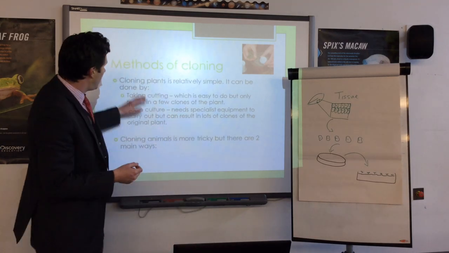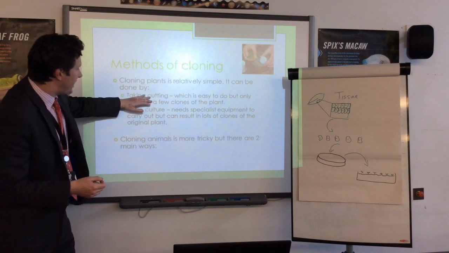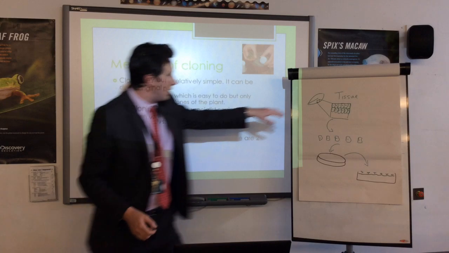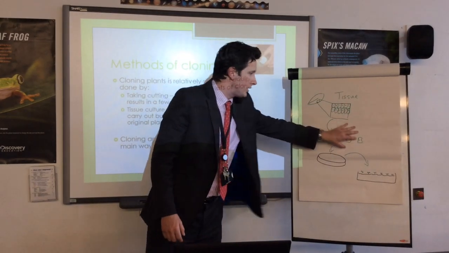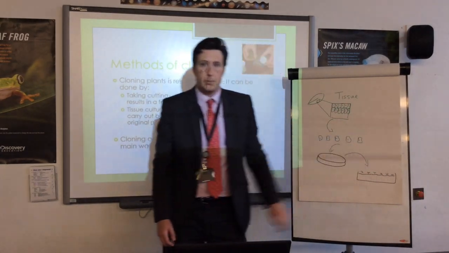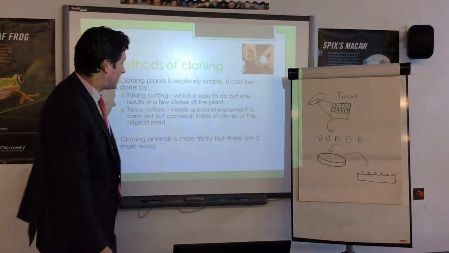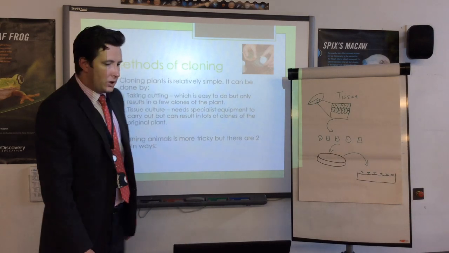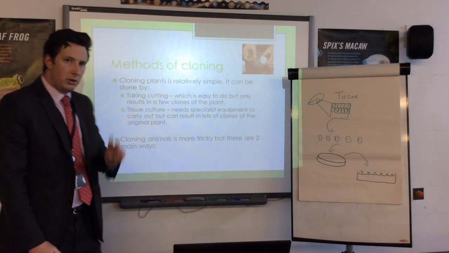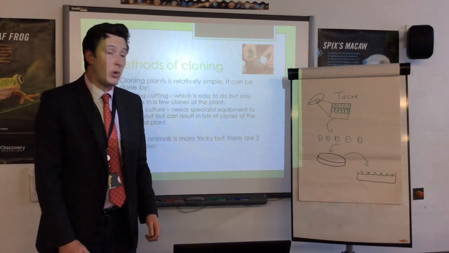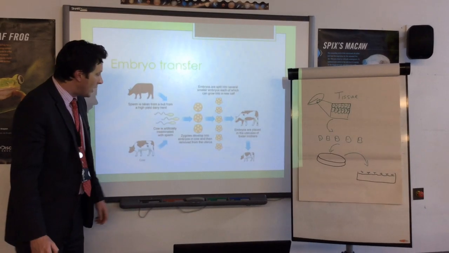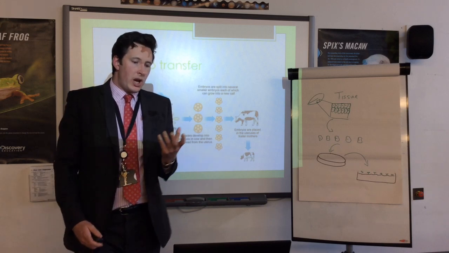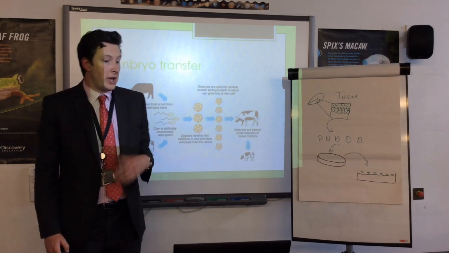So cloning plants, taking cuttings, really easy, only produces one copy. Tissue culture, complicated, needs specialist equipment, but results in multiple copies of the plant that you actually get at the end. Okay? Cloning animals is more tricky, it's more difficult to do. Okay? It's not as simple, but there are two main ways you need to know for B1 for the GCSE. This is the first one, it's called embryo transfer. Okay? You could get asked a question about why would you want to clone an animal.